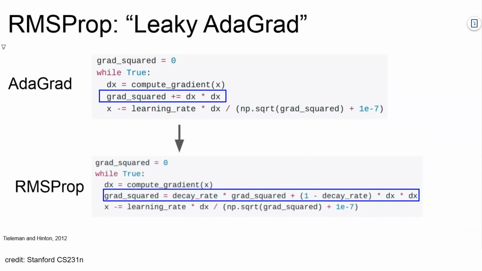RMS-Prop is an improved version of AdaGrad. Rather than just building up gradients over time, it decays the previous gradient squared. Because if it goes to another area, we might need more updates in previous directions that were updated a lot. That's why RMS-Prop introduced a decay rate here. So rather than just adding up gradients, it decays the previous gradient and then adds the new gradient. That is RMS-Prop.